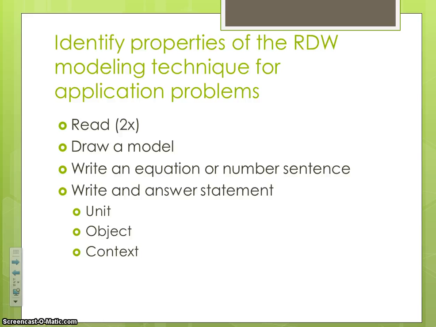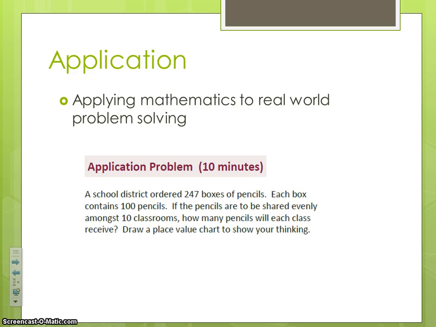And then the final thing is to write an answer statement. I think the most rigorous answer statement should include a unit, an object, and a context. So for example, it could be 5 pounds of flour was left. Pounds, of course, is the unit, flour is the object, and left is the context.